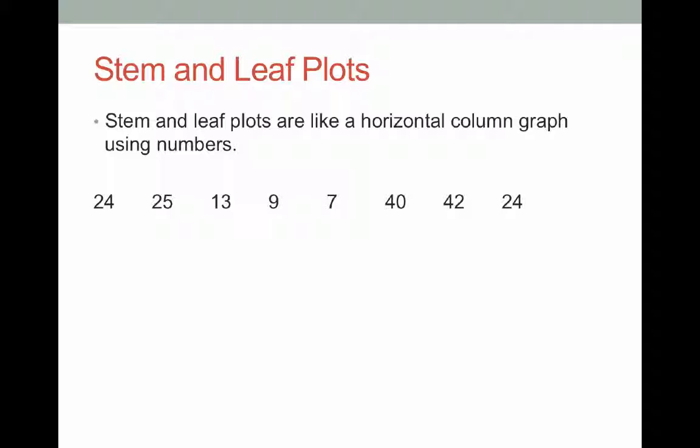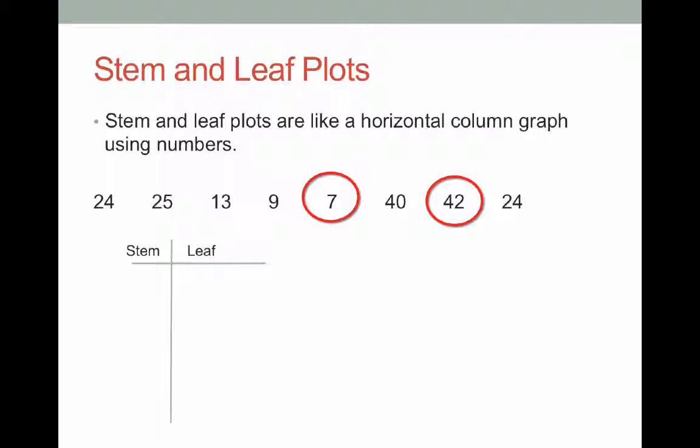Let's take these random numbers and put them into a stem and leaf plot. We begin by drawing what looks like a table with two columns, stem and leaf. Now the stem represents the tens digits in our set of data. So we look for our smallest and our largest numbers, the 7 and the 42, and this will tell us what to start our stems at and what to finish our stems at.